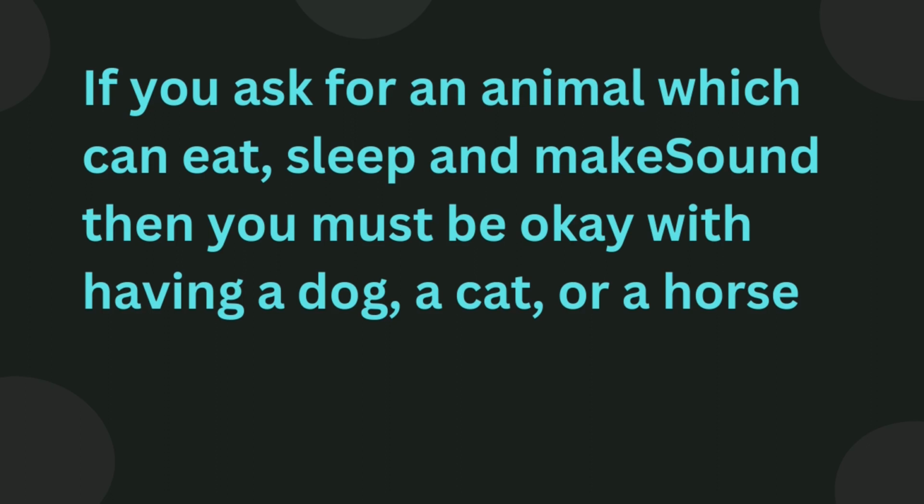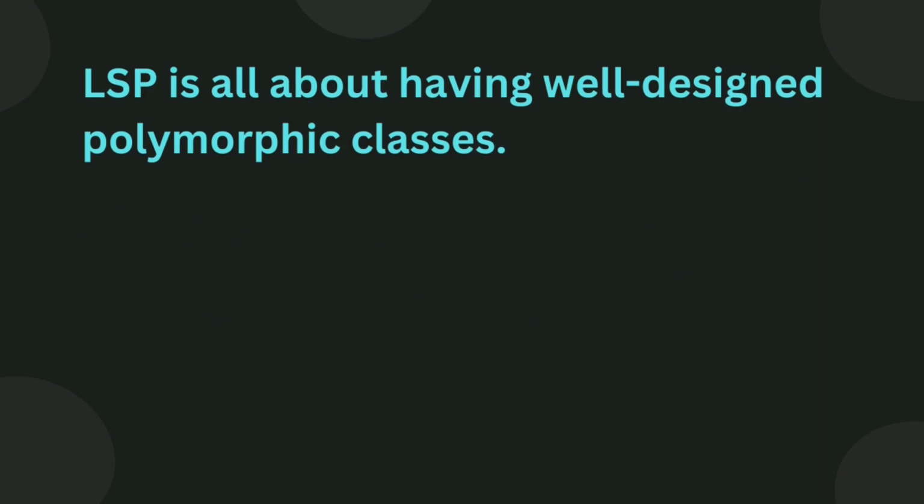In simpler terms, if you ask for an animal which can eat, sleep, and make sound, then you must be okay with having a dog, a cat, or a horse. So that is basically the LSP. LSP is all about having well-designed polymorphic classes. Let's understand what constitutes bad polymorphic design.